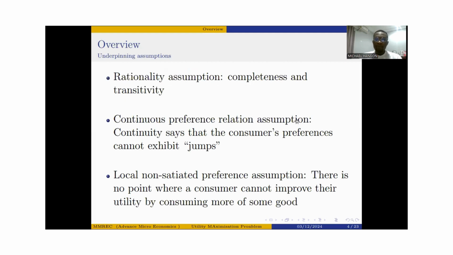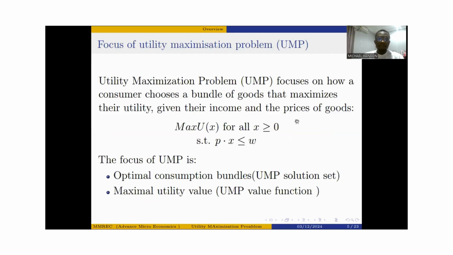Right. So by way of a little bit of introduction, the rationality assumption, we assume completeness and transitivity. You can go and check it out again. And for the continuous preference relations, we are saying that the consumer should not exhibit jumps in his preferences. He has to be consistent. And then the non-satiated preference assumption suggests that there should be no point at which the consumer is satisfied. He should always want more. Each of those assumptions has implications for our studies today.